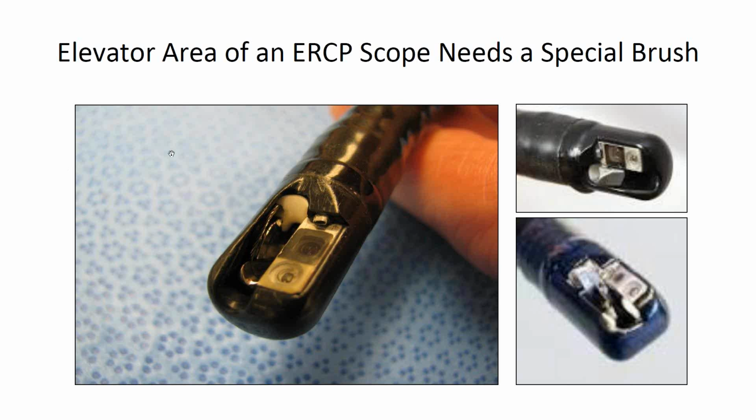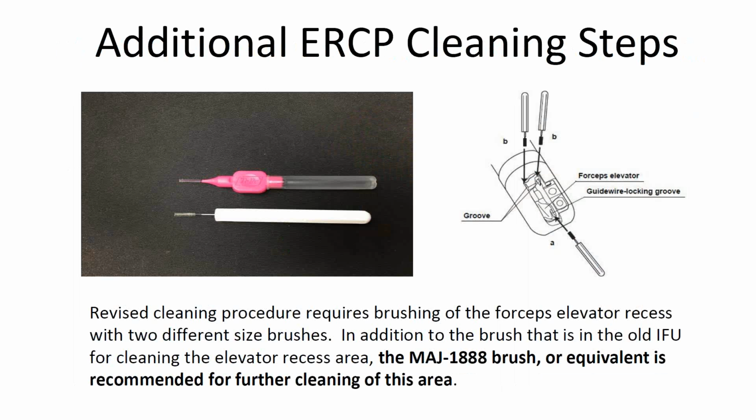This is a photo of the ERCP cleaning brush that is utilized for cleaning around that forceps elevator in a duodenoscope. And we do see two different style brushes that are there for cleaning around the forceps elevator. Olympus came out with new recommendations earlier this year to include this smaller brush to really clean around both sides of that forceps elevator. So you want to consult your IFU and make sure that you are using the appropriate brushes, and that smaller brush should be used for each and every cycle of reprocessing the duodenoscope forceps elevator recess there with the MAJ 1888 brush or equivalent for cleaning this area.